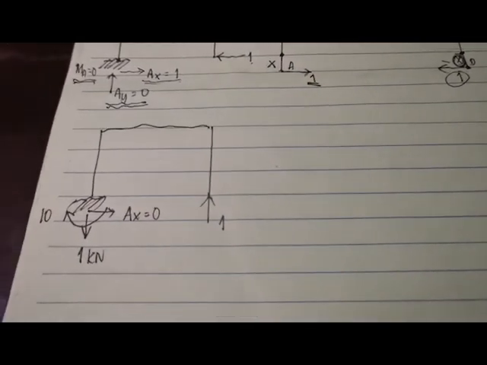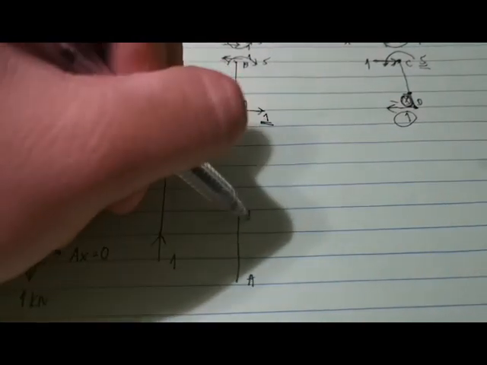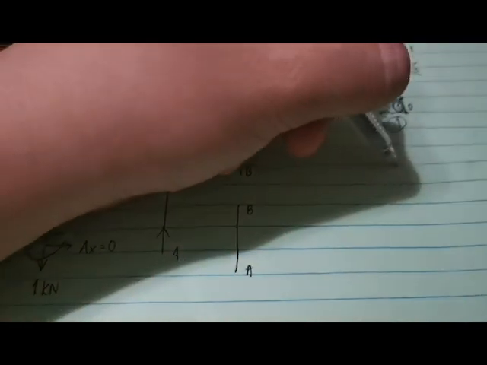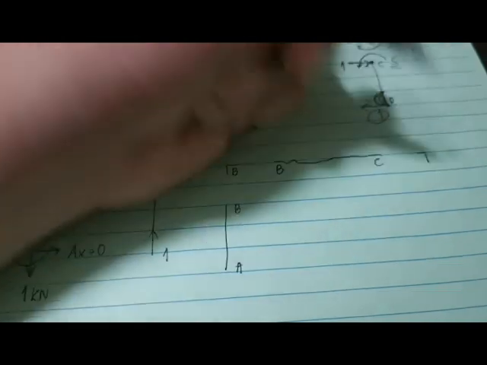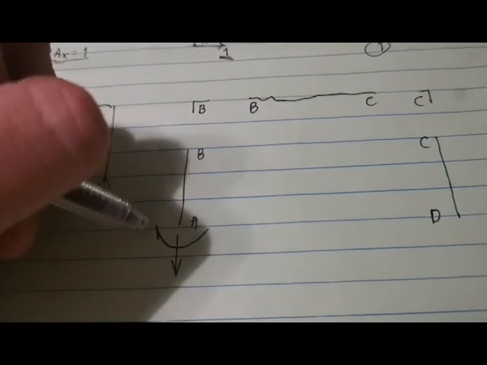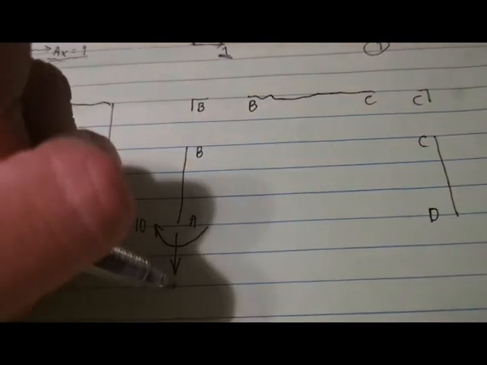Okay, next we isolate all the joints and all the members. So we isolate member AB, joint B, member BC, joint C, and then member CD. We put all the loads that we have. We have a 1 kilonewton downward and a 10 kilonewton meter counterclockwise. This is 10, and this is 1, and then we have an upward load of 1 here.